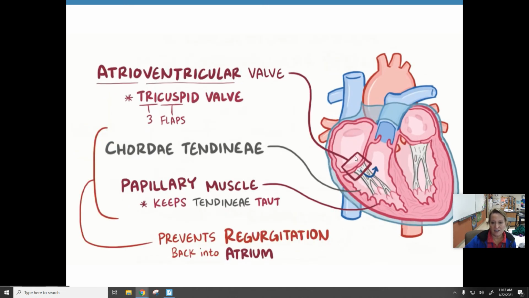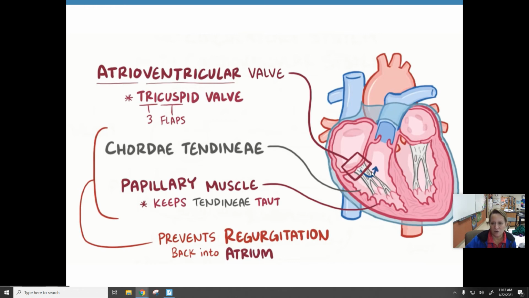Then that is going to go through the tricuspid valve. They call it an AV valve for atrioventricular. The chordae tendineae are pulling on that valve to prevent regurgitation, from going backwards, from turning inside out and ending up here and not closing off that chamber. And the way that they're held in place is by these papillary muscles that keep the tendons tight.